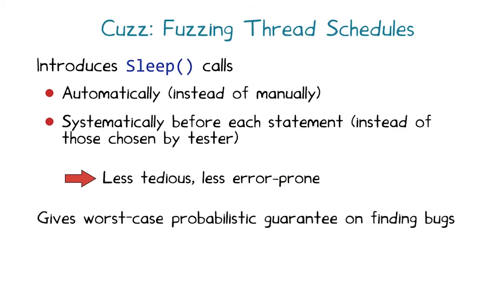Using Cuzz, the calls to sleep are introduced automatically instead of manually by a human tester, and they are introduced systematically before each statement in the program, instead of only those chosen by a human tester. The resulting process is therefore less tedious and less prone to mistakes. More significantly, Cuzz even provides a good probabilistic guarantee on finding concurrency bugs through its simple approach of fuzzing thread schedules. Next, we'll examine the basics behind the algorithm that Cuzz uses to systematically fuzz thread schedules. You can find more details about Cuzz in the resources listed in the instructor notes on this page.